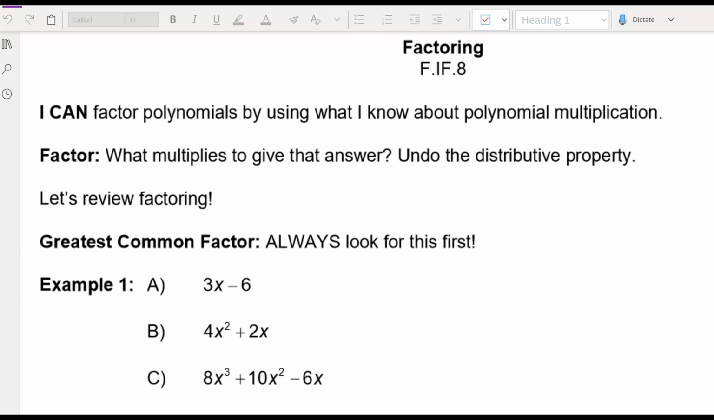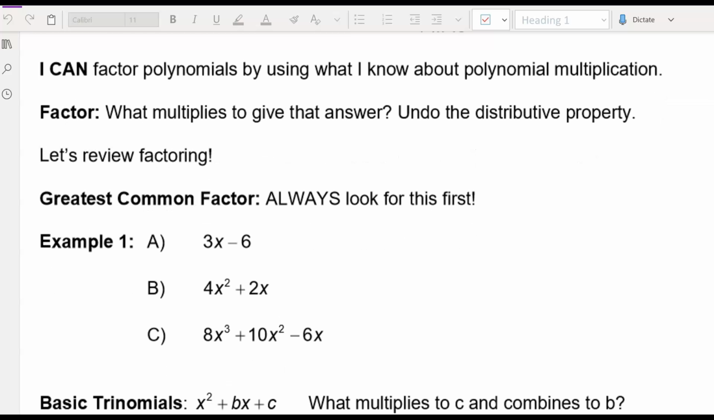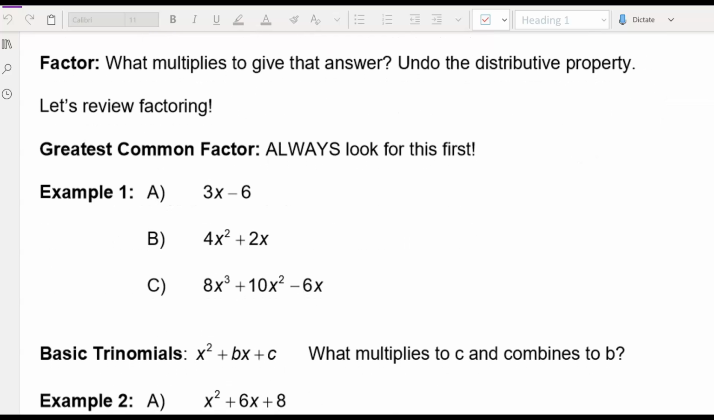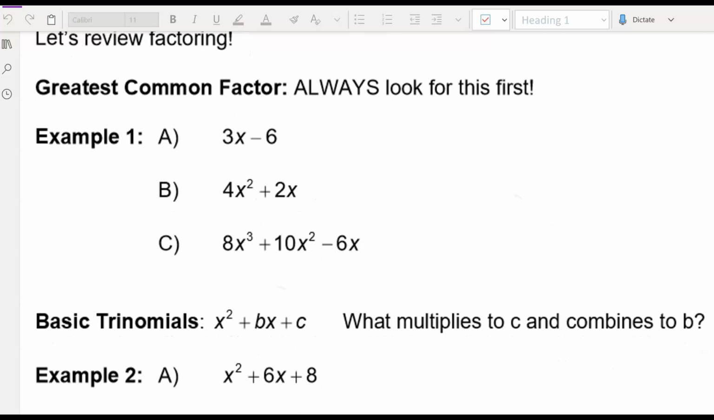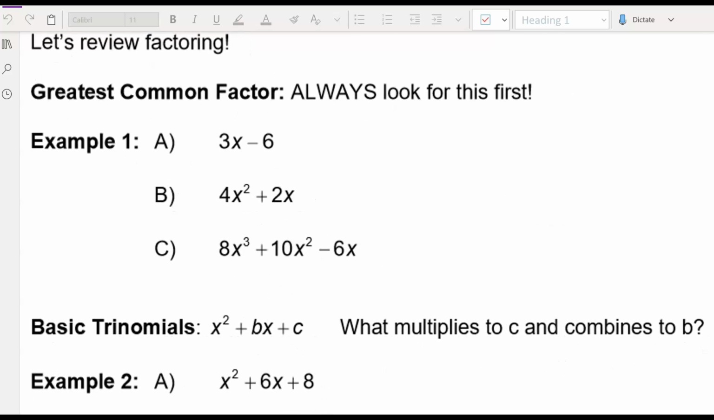So I can factor polynomials by using what I know about polynomial multiplication. So factoring means what multiplies to give that answer. So you're going to undo the distributive property. So let's review some of our factoring rules. So greatest common factor, you're always going to look for that first, no matter what.